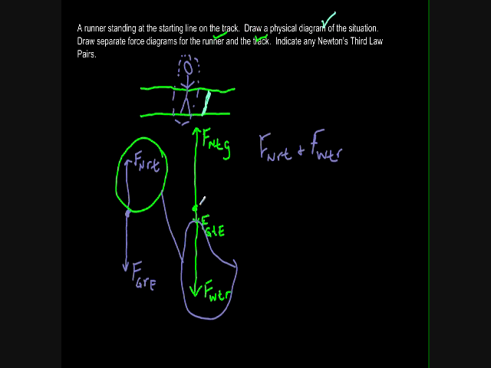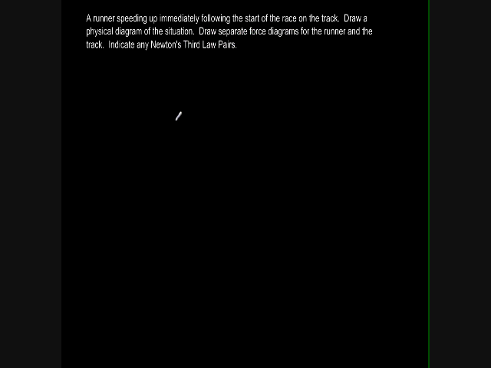Because I do have that gravity from the track itself downward by the earth, and then the person standing upon that. And we have to have the equal upward force here because of that. Let's go to the next situation. Now we have a runner speeding up. So now the runner is accelerating following the start of the race on the track.